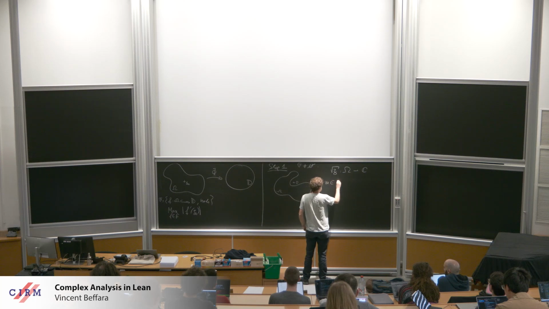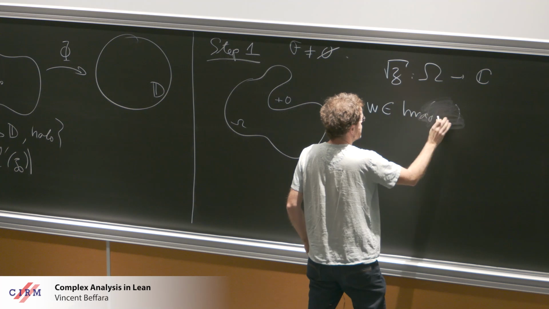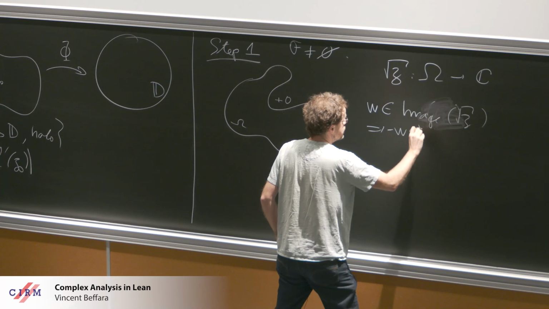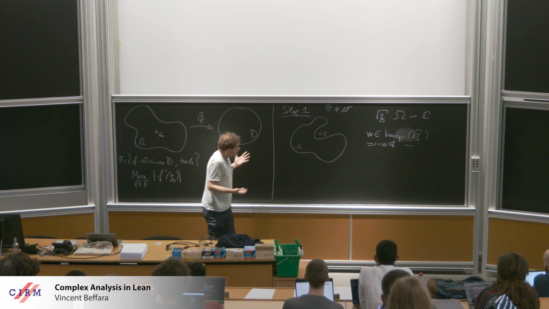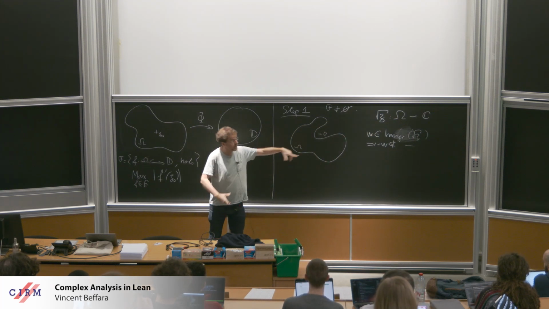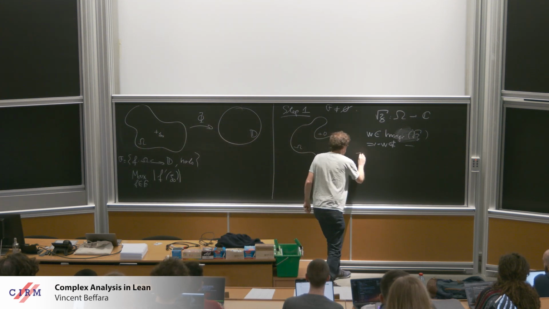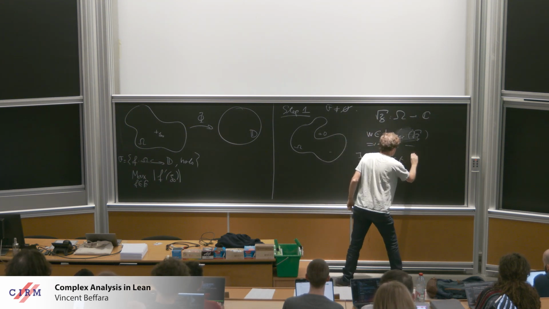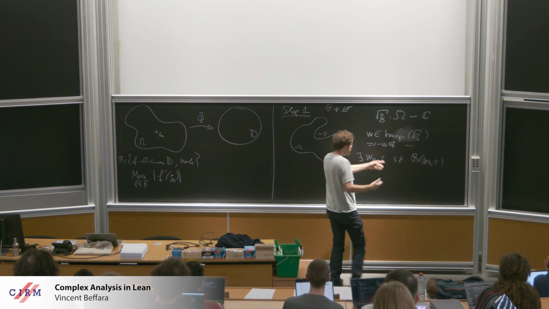So if w is in the image of square root of z, then minus w is not in the image. Okay, so in particular, square root of z is an open map. The image of an open set is an open set. It contains some ball of positive radius. So there exists some w0 and some epsilon, such that the ball w0, epsilon does not intersect the image.